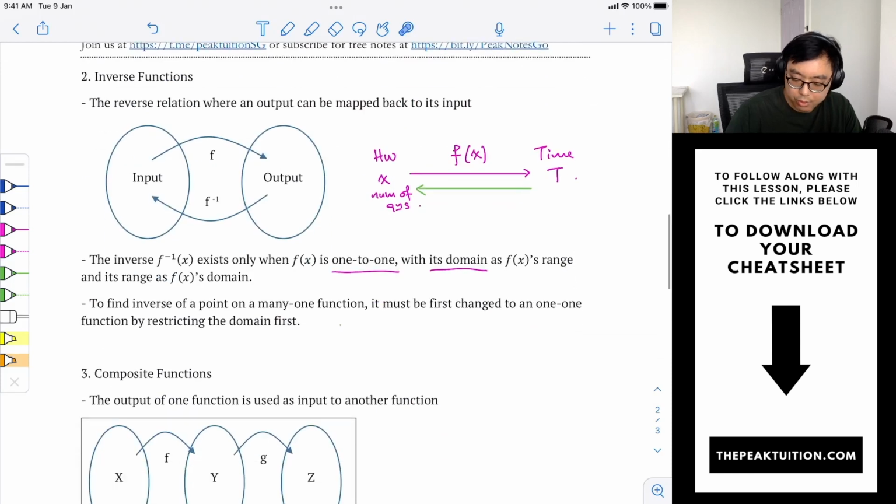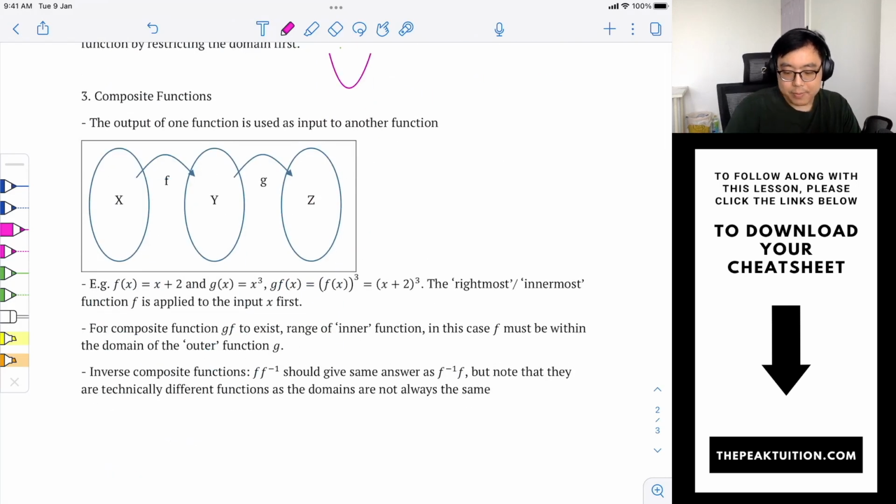So to find an inverse on a many-to-one function, such as the quadratic graph, like this, we must first change it to a one-to-one function by restricting the domain, so that there is an inverse. If you do not restrict the domain, it's many-to-one. You try to inverse it, you become one-to-many, it's no longer a function.